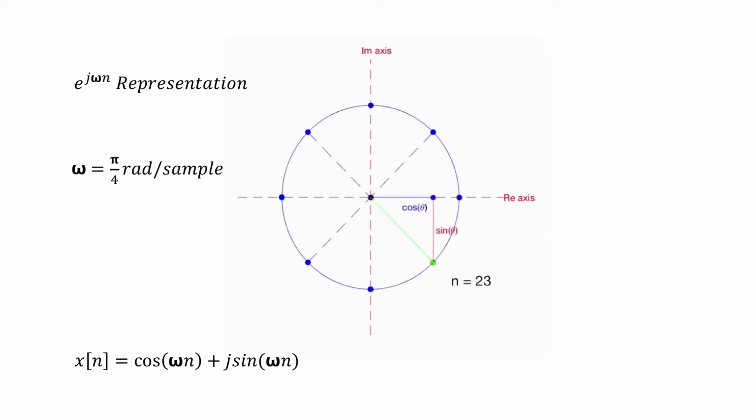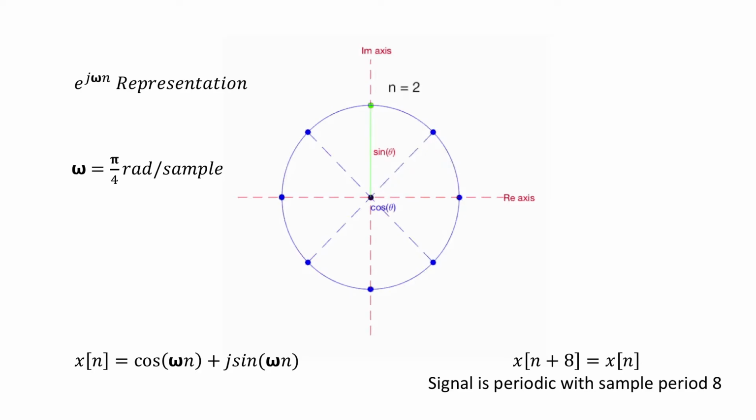This also demonstrates that for this case, we have a periodic signal x of n plus 8 equals x of n for all values of n, and that the signal is periodic with a sample period of 8.